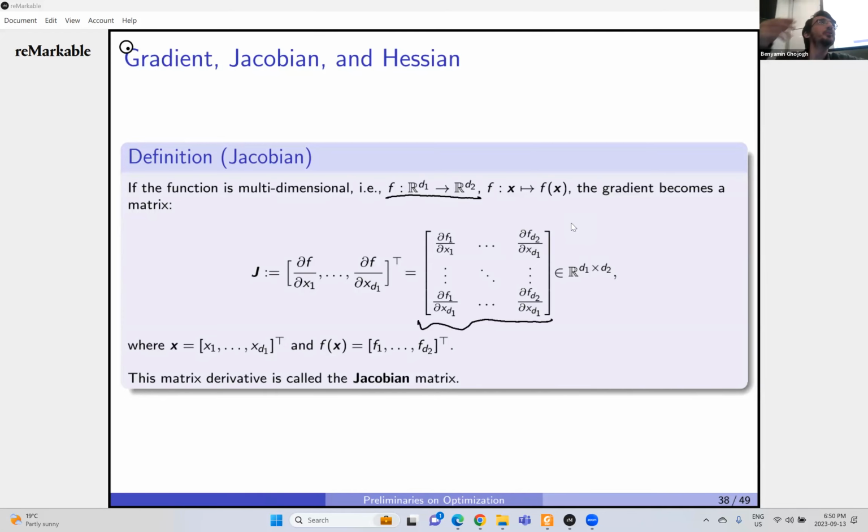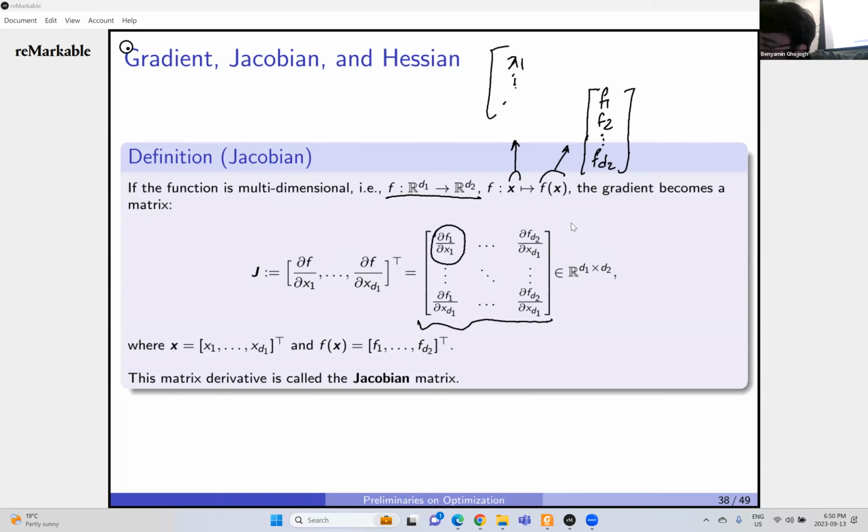Do you agree? Of course, according to our analysis, the derivative of a vector with respect to another vector becomes a matrix. And what are the elements? It will be derivative of first order. Derivative of F1. What is F1? So here the output, as I said, is D2 dimensional, right? Let me call this F1, F2 until FD2. What is this? X1 until XD1. Do you agree? So I can take derivative of each of the elements of f with respect to each of the elements of x. Exactly this is what I have done.